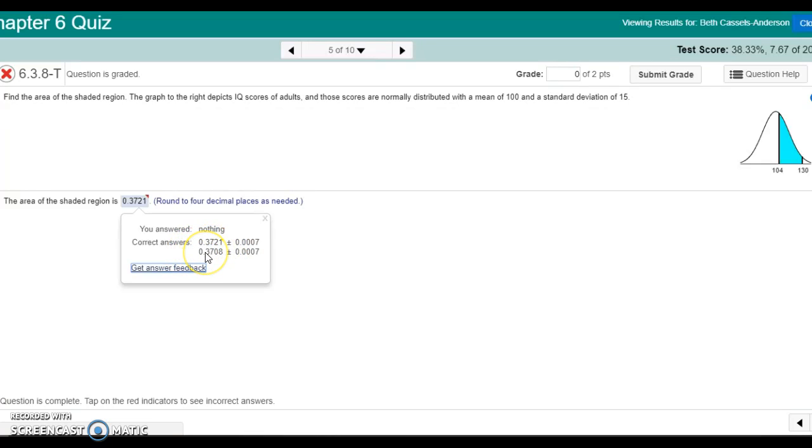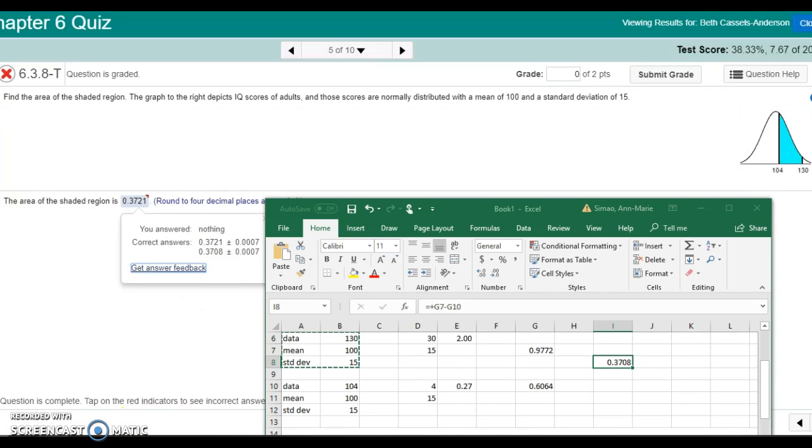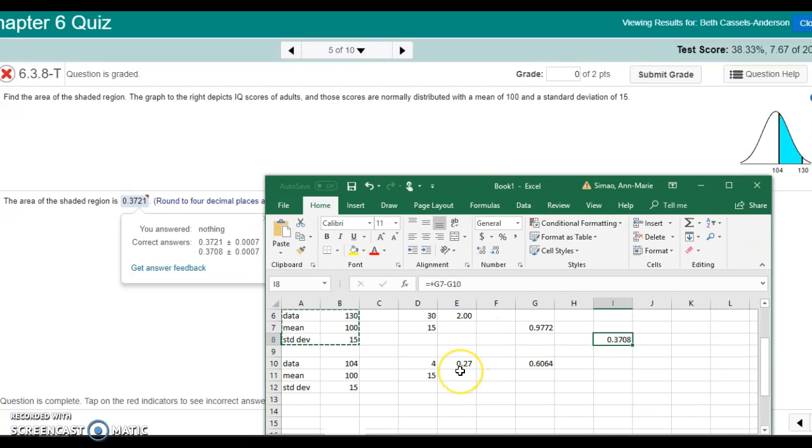0.3721 would have been if we did that rounding and that exact interpolation, but you don't need to. So in order to do between, you have to calculate two separate z-scores, look them both up in the table, and then do the subtraction.